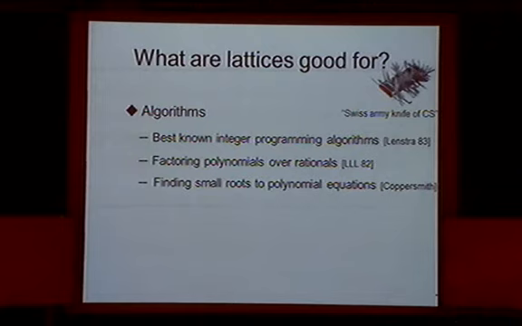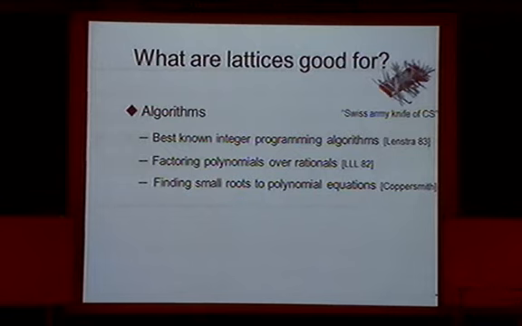Integer programming, remember, is an NP-complete problem. So it's hard to solve in polynomial time, but the best known algorithms, which are exponential time algorithms, use lattices. Factoring polynomials over the rationals. Factoring polynomials over finite fields is supposed to be easy. Over the rationals, the best algorithm known uses lattices again. In fact, this is an algorithm discovered by Lenstra, Lenstra and Lovász, that's the LLL. And it's really the application that started off the use of lattices in computer science.